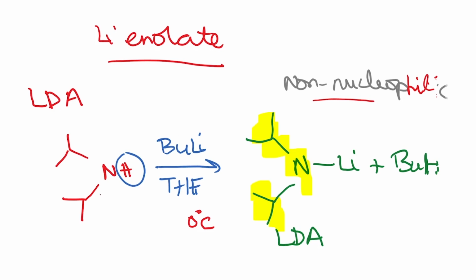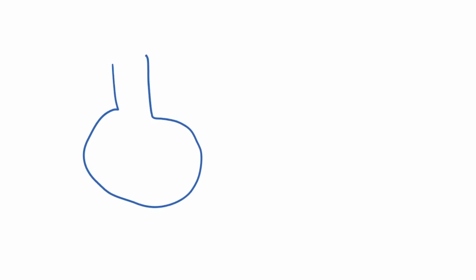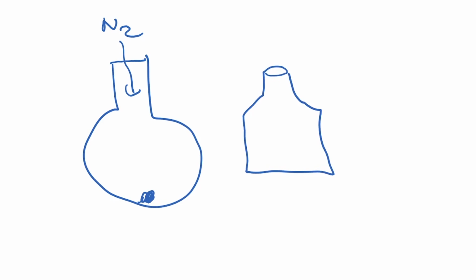When we take LDA and a ketone, what we do is we take, for example, a solution of the ketone. You normally keep this under nitrogen atmosphere. You charge the reaction vessel with some of the aldehyde, and then you carefully distill out THF. So your THF is here.